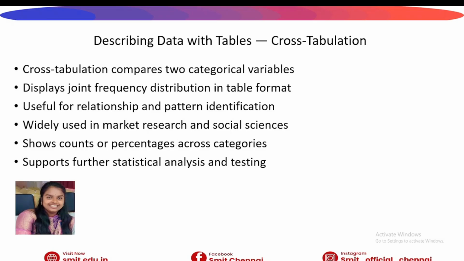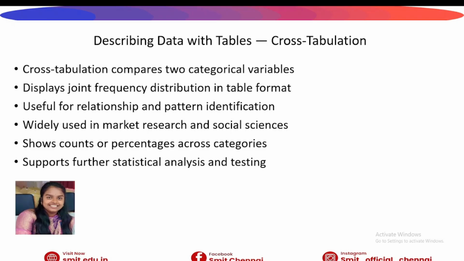Now moving on to cross tabulation. Cross tabulation compares two categorical variables, displays joint frequency distribution in a table format, is useful for relationship and pattern identification, is widely used in market research and social science, shows counts or percentages across categories, and supports further statistical analysis and testing.